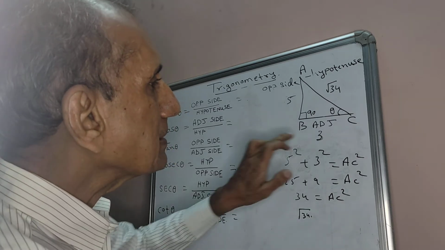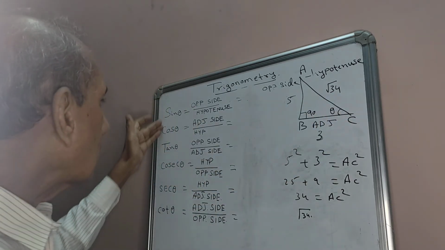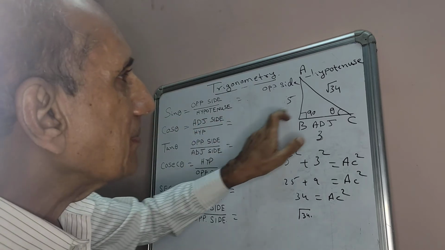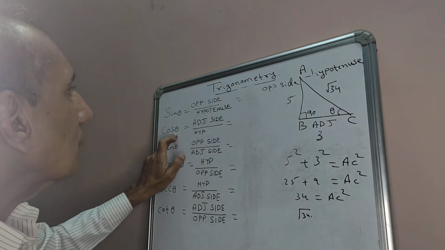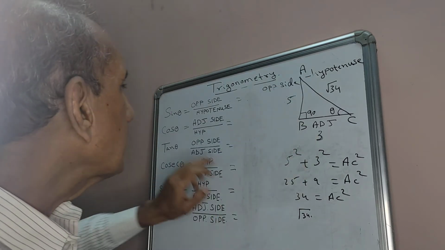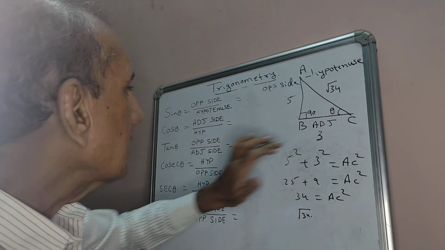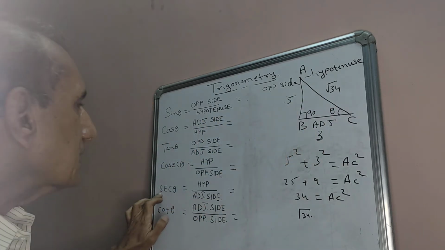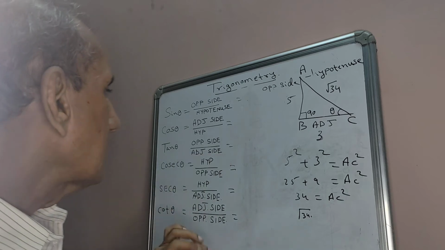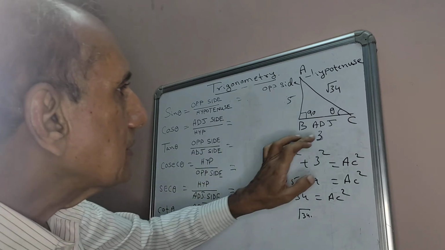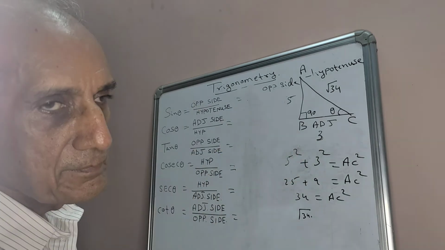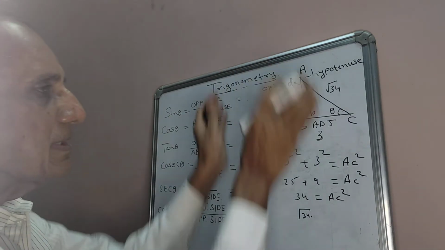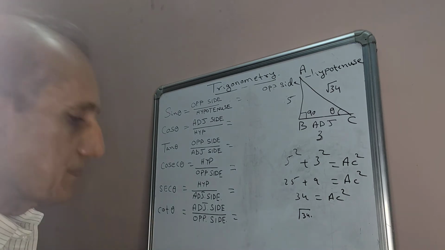Now once you know all the three sides, you can easily write all these ratios again. Now you know what sin theta is: 5 by root 34. You know cos theta: 3 by root 34. Tan theta is 5 by 3. Cosecant theta is 1 by sin, root 34 by 5. Secant theta is root 34 by 3. And cot theta is 3 by 5. Okay, so if you remember this one, then anything given to you becomes easy.